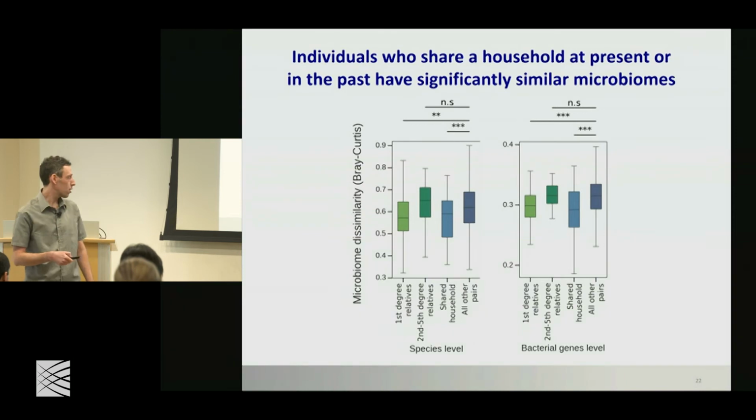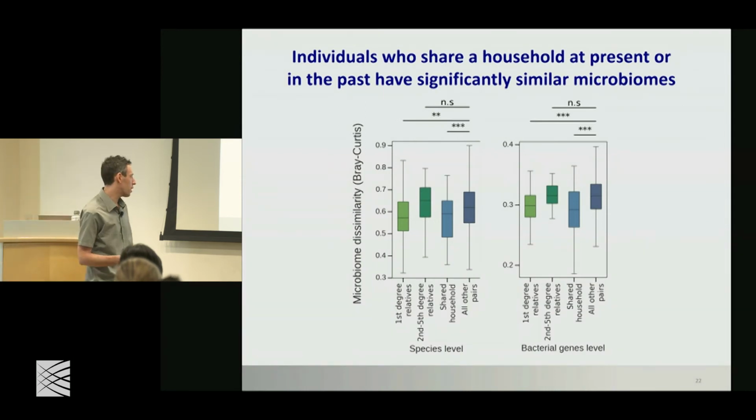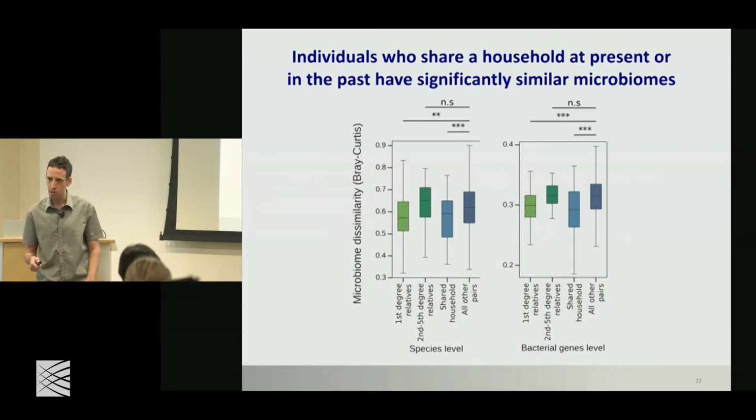And again, on the y-axis, we have microbiome dissimilarity. And what you can see here is that individuals who are either first-degree relatives or who share a household have much more similar microbiomes to each other compared to the typical pair of individuals at the species level and at the bacterial genes level, but actually not at higher levels.